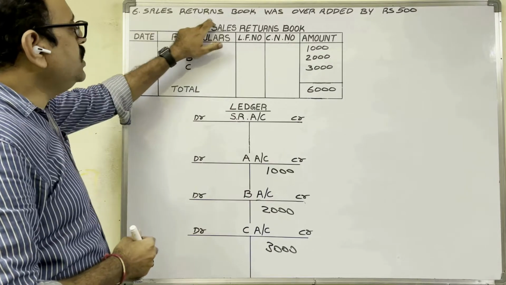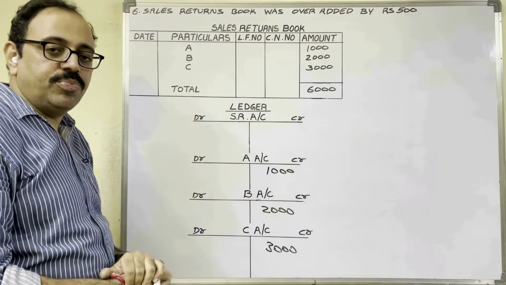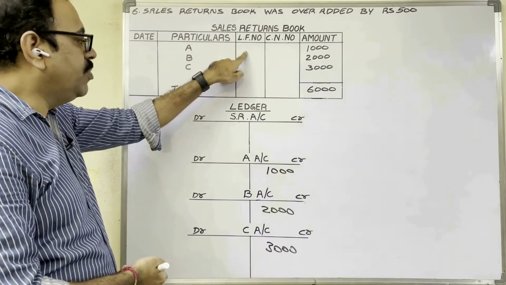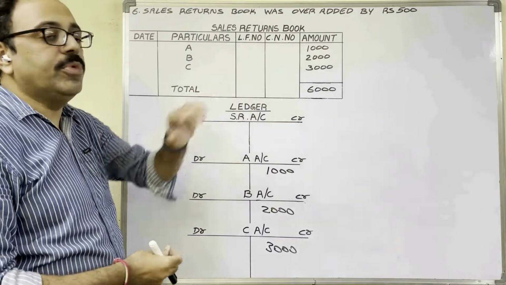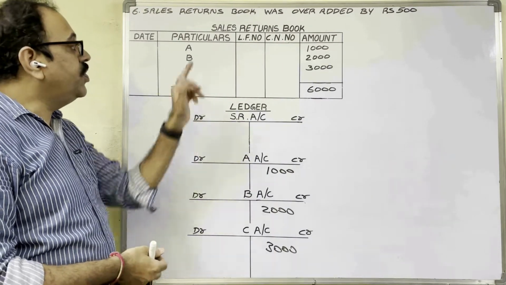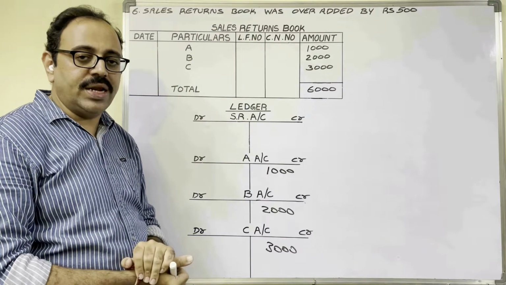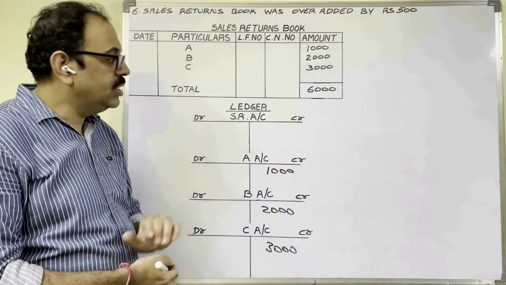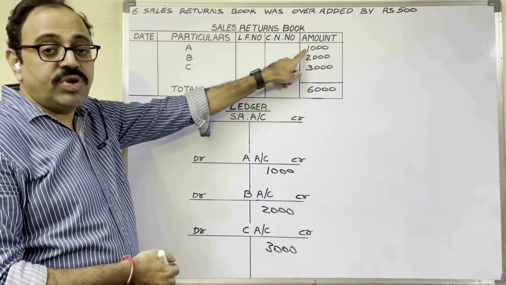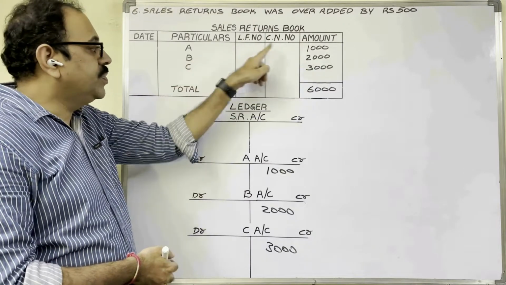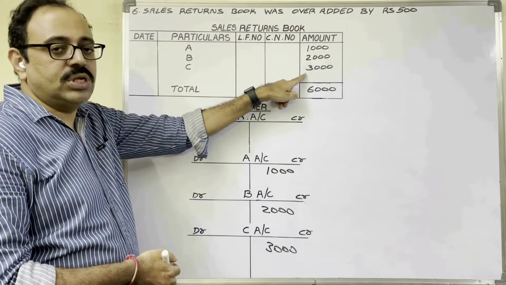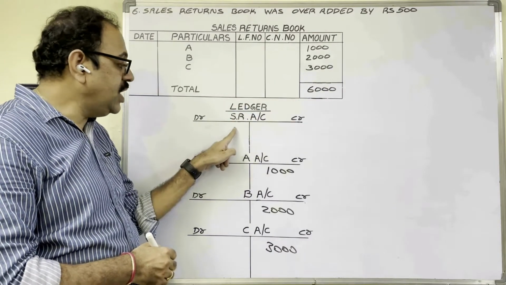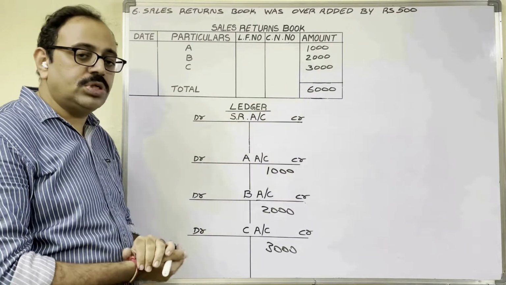Sixth point, sales returns book was over added by 500 rupees. Sales returns book format: date, particulars, LF number, credit note number, amount. Assume that the firm sold goods to 3 customers on credit, A, B, C. The 3 customers returned some goods to us. A returned 1,000 worth of goods to us, B 2,000, C 3,000. Total sales returns amount is 6,000 rupees. In the sales returns account, this total we should post.